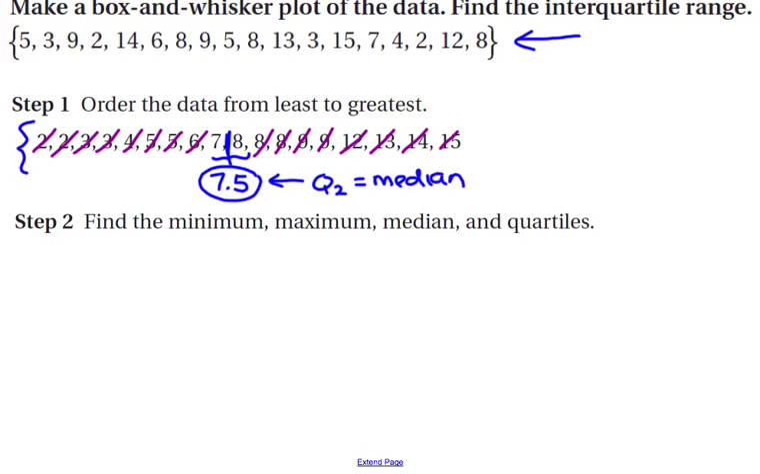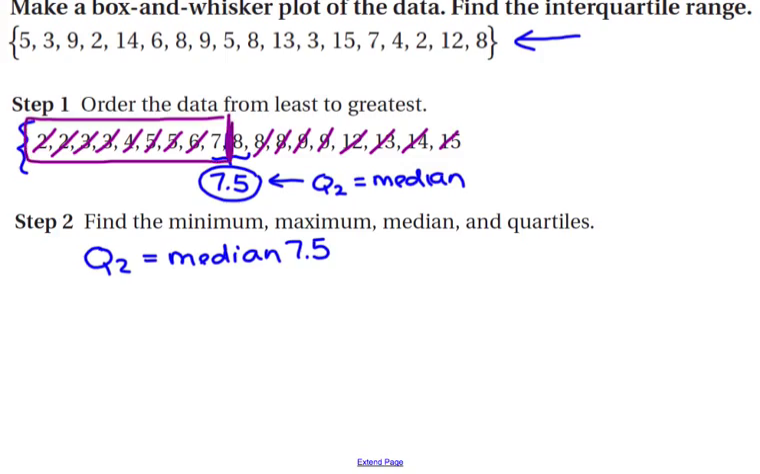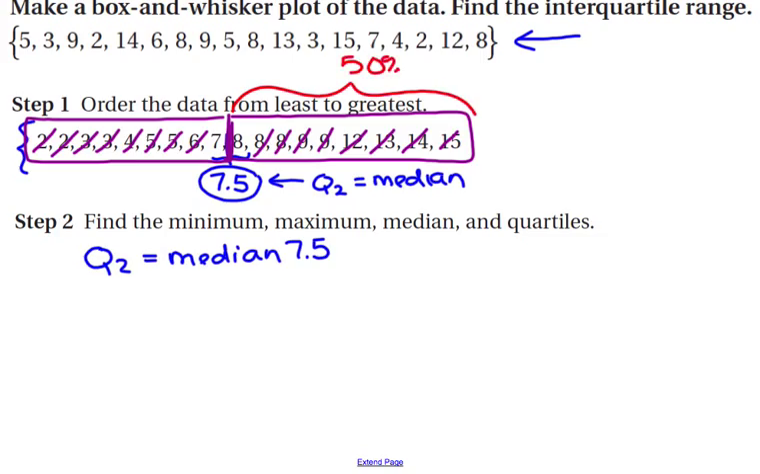All right, so let's write that down. Quartile 2, median of 7.5. So now I'm going to split and put a box around here and a box around here. So this data is going to be 50%, and this data is going to be the other 50%.